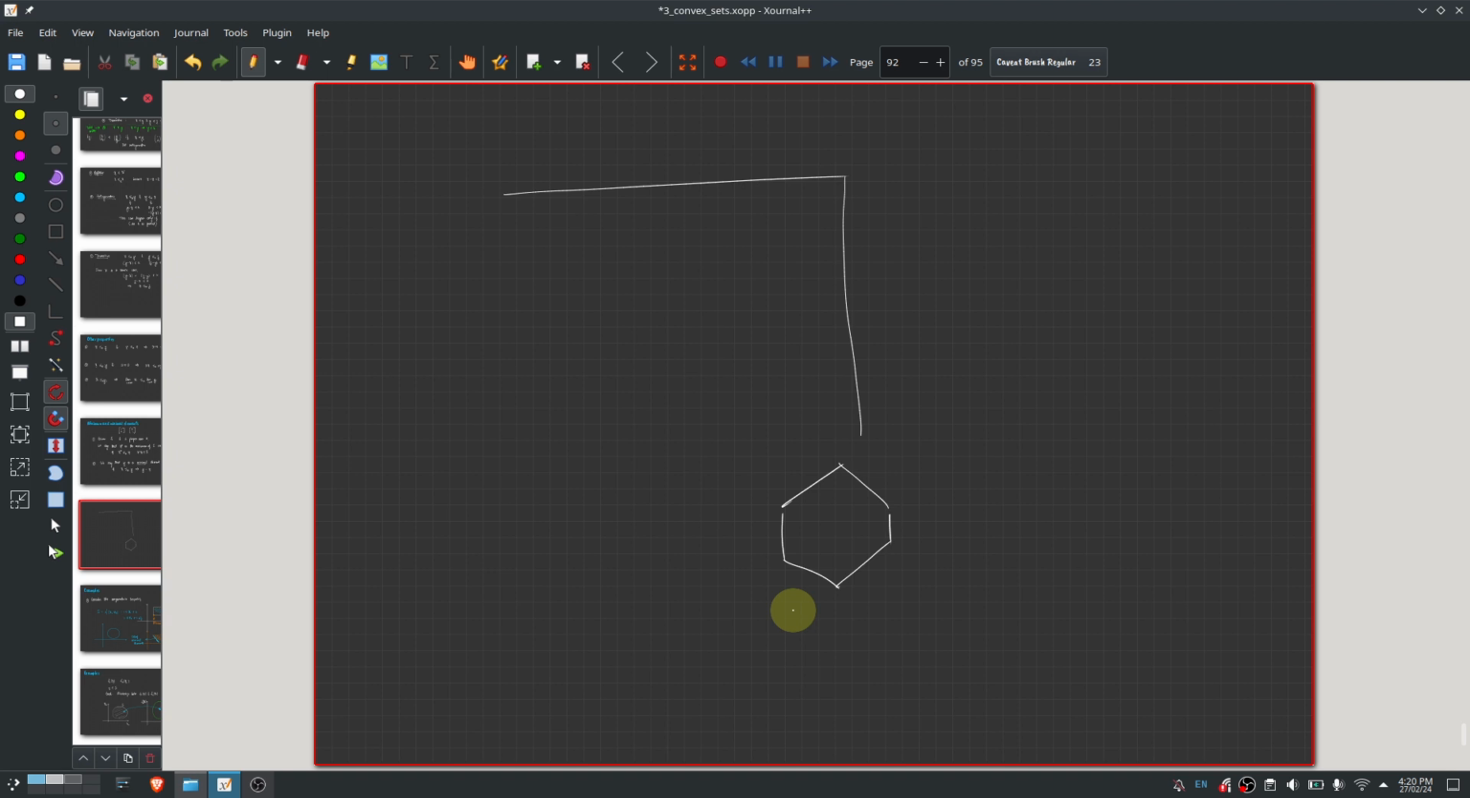And similarly, you can define a set which does not have any minimal point. But on the other hand, if you take any bounded set in Rn, this will always have at least one minimal point.